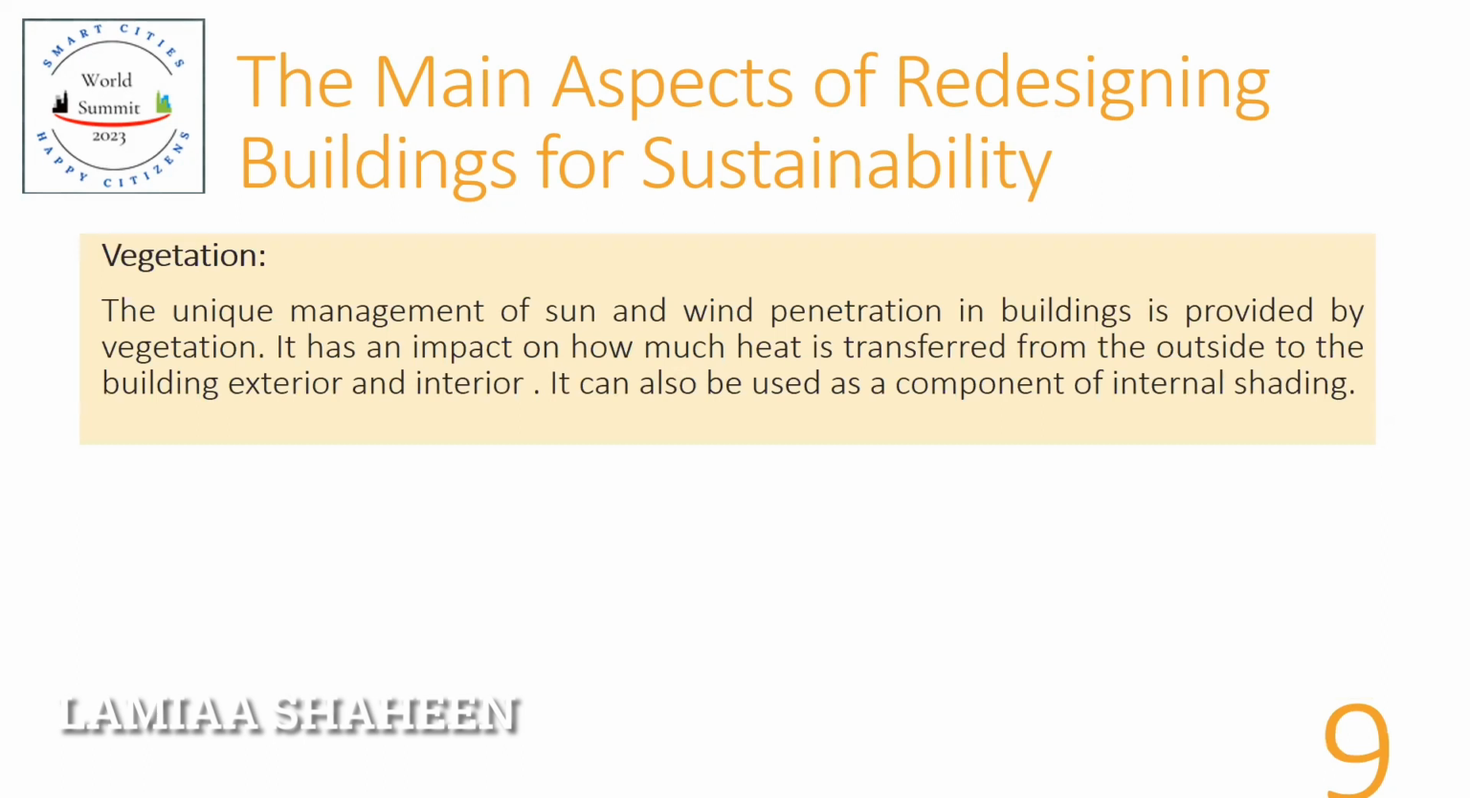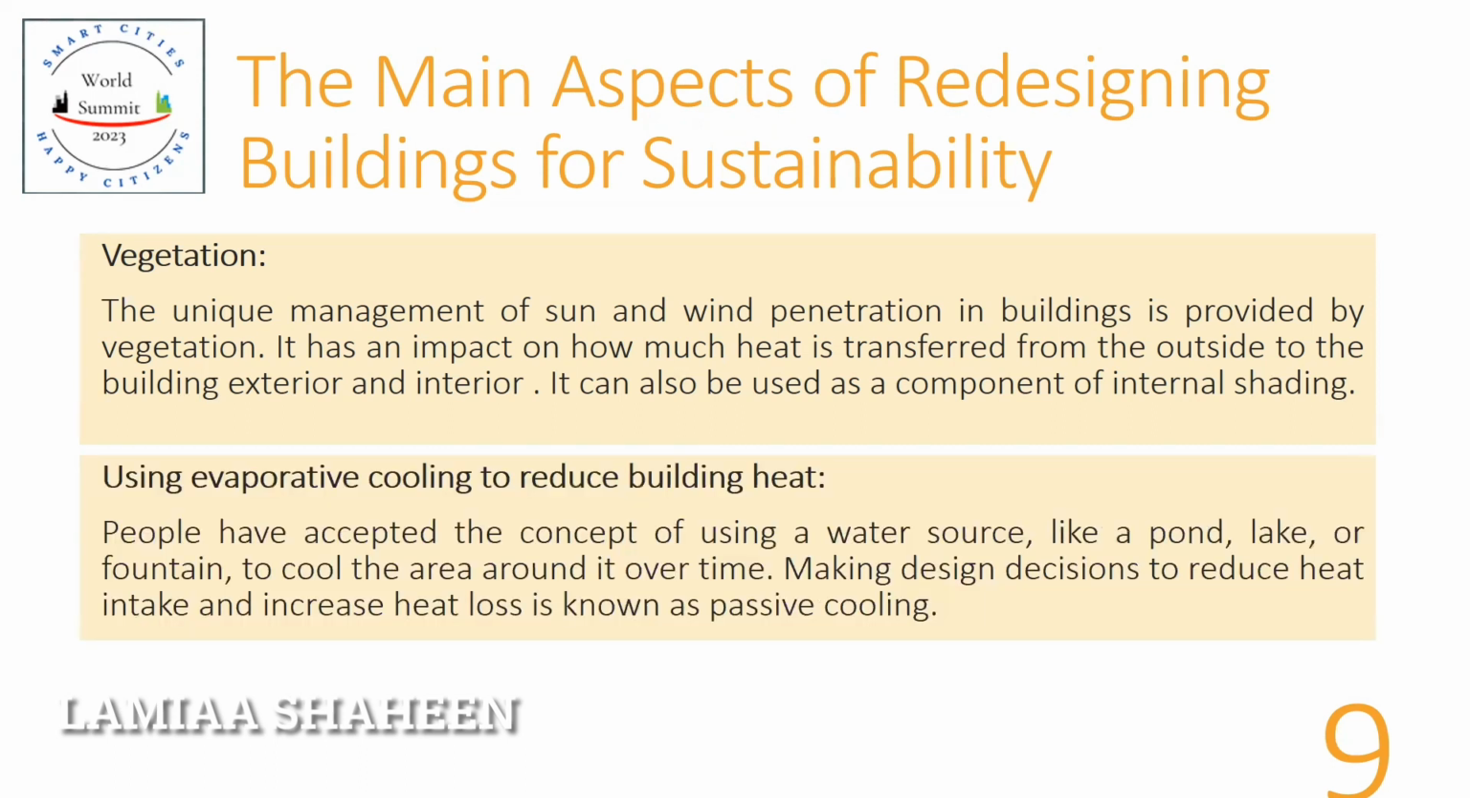Vegetation. The unique management of sun and wind penetration in buildings is provided by vegetation. It has an importance on how much heat is transferred from the outside to the building exterior and interior. And it can also be used as a component of internal shading.